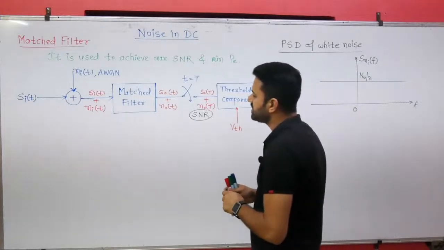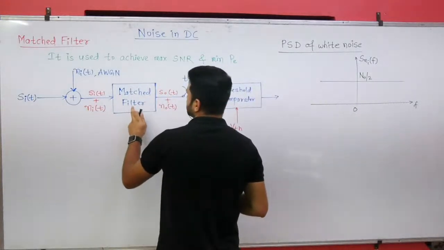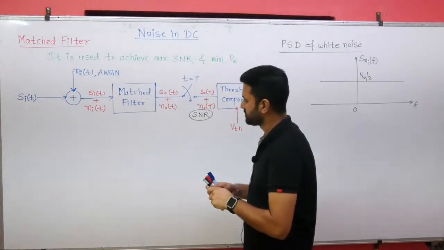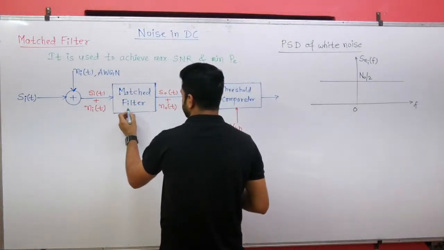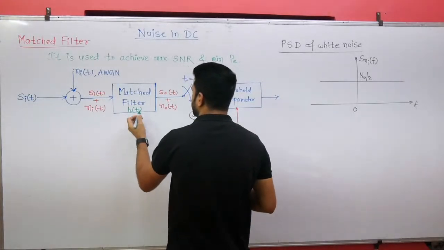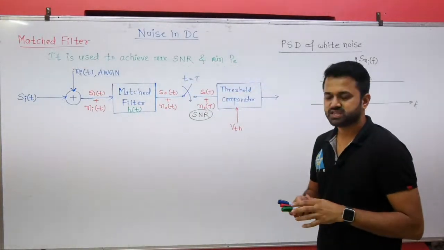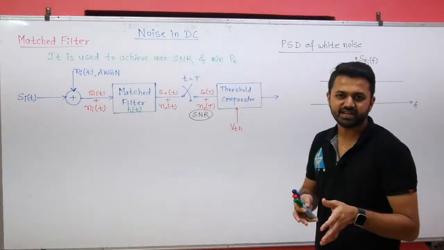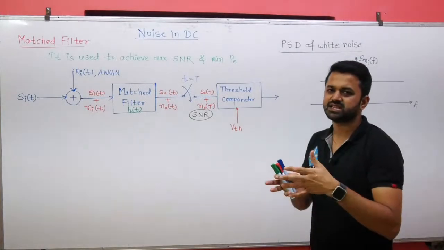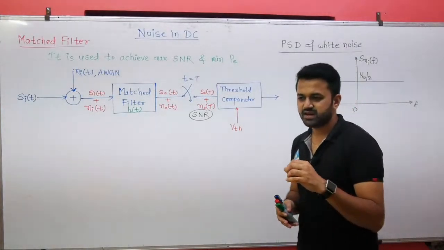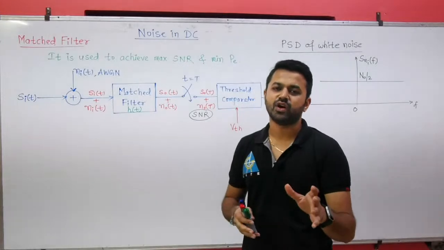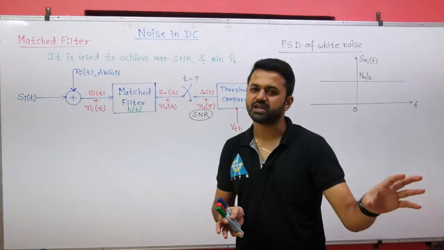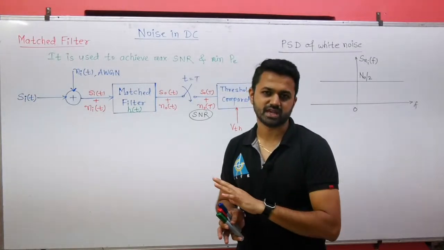Okay. Now this signal plus noise is coming at the input of the matched filter. If the response of the matched filter is h of t, then what is the signal? Because signal plus noise are additive in nature, we can consider the signal and noise separately. Since they are additive, the signal analysis can be done separately and the noise analysis can be done separately.